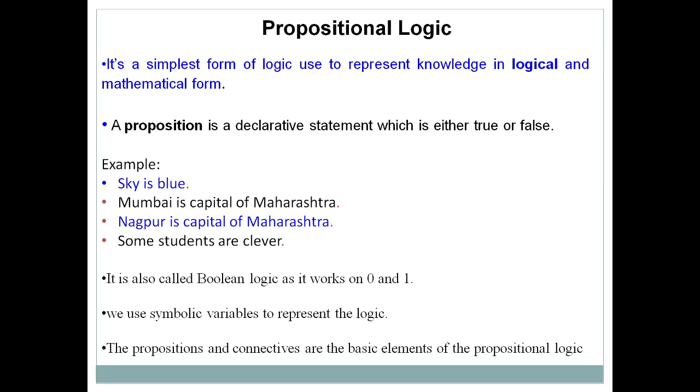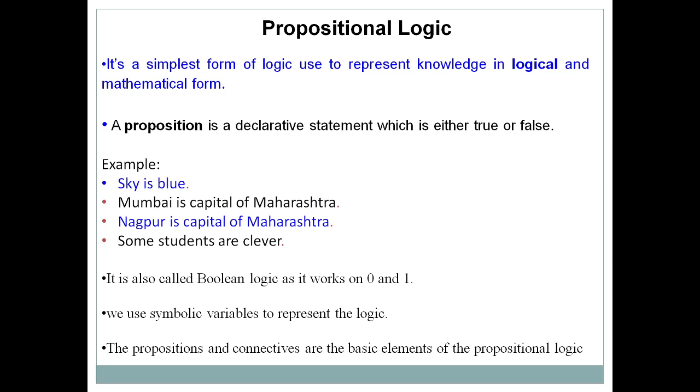Now consider: some students are clever. Is it true or false? No, we can't say, because we are talking about only some students. Suppose among 10 students we are considering 5 students, so we say some of the students are clever, but what about the other students? Can we say it is true or false? No, we can't, so it is both. Propositional logic does not support a proposition which is both true and false. This is a limitation of propositional logic. It can be used to represent knowledge which is either true or false but not both.